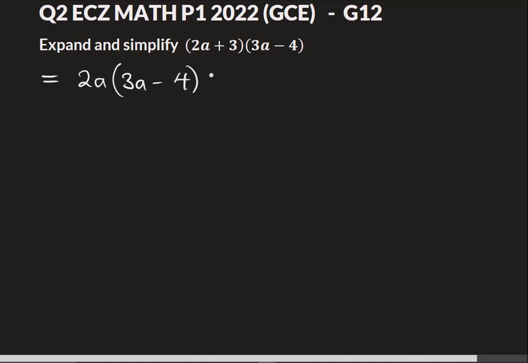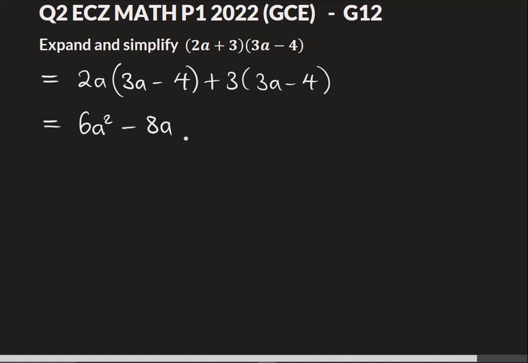Then we do the same, plus 3 multiplied by the second expression. This is the easiest way that most people are taught. After that, we will just do our multiplication like we did for other questions. 2a multiplied by 3a. We start with the numbers, gives us 6. The letters, a squared. The numbers here for 2a multiplied by negative 4 will give us negative 8.